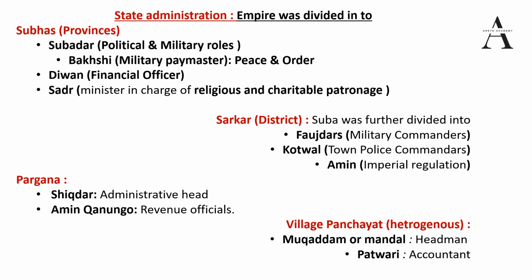Also, there was an important post: the accountant was known as the Patwari. It was believed that the Mandal and Patwari used to get together and misuse their positions. They were accused of defrauding village accounts for their own benefit, and thus it led to an additional burden on the government at that time. Next, we will understand other aspects.